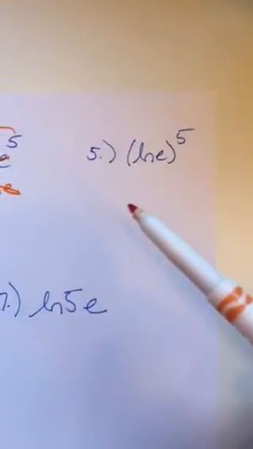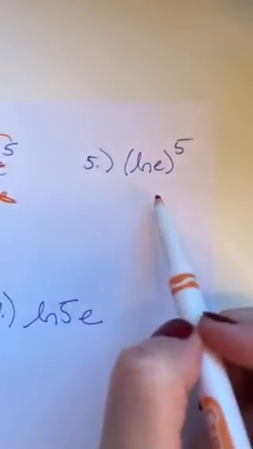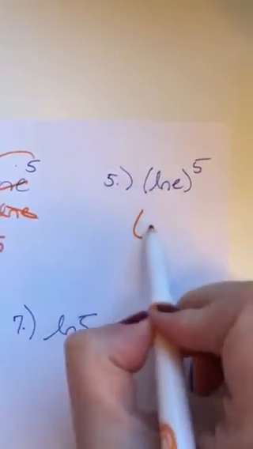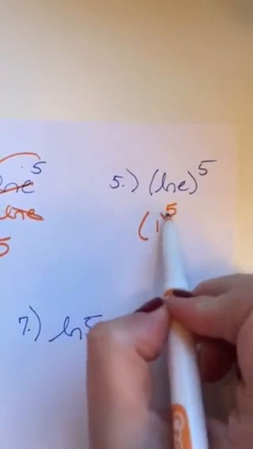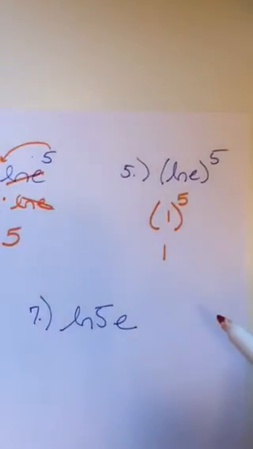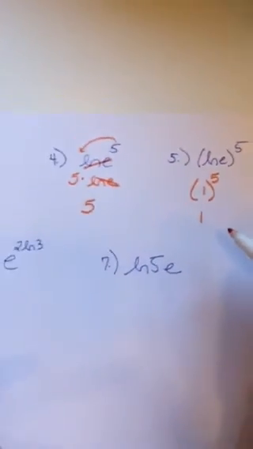Now I want you to recognize the difference between questions 4 and 5 and see what happens when we have these parentheses here. I have to do what's inside first. ln of e is equal to 1. 1 raised to the 5th power, that's a value of 1. So again, notice the difference between 4 and 5 and what those parentheses do.